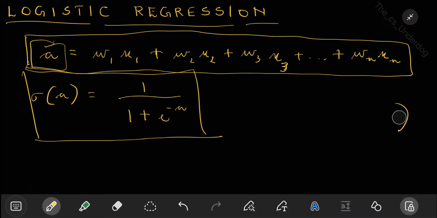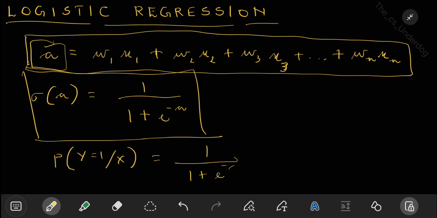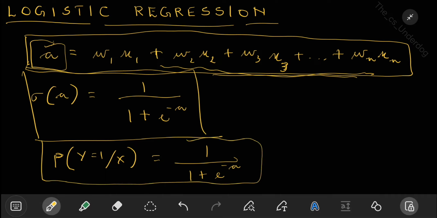So you can write it like this. Let us say you have two classes, 0 and 1. Then you can find the probability of y is equal to 1 given x as 1 by 1 plus e power minus a, where a is this value w1x1 plus w2x2 plus w3x3, this value. Okay, so this is what your probability is. Let's say probability of y is equal to 1 is this. What can you infer from this, or how do you find the decision boundary? That is, if you have a lot of points here and you want to decide the classes to which they belong, you want to find a decision boundary.